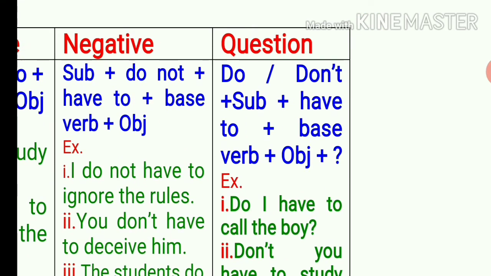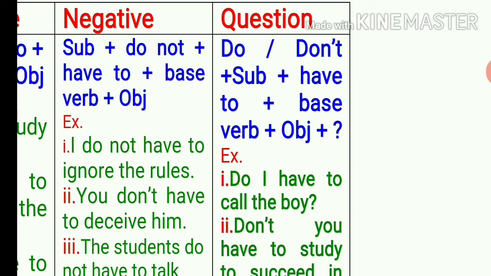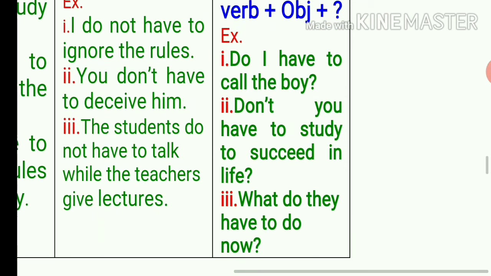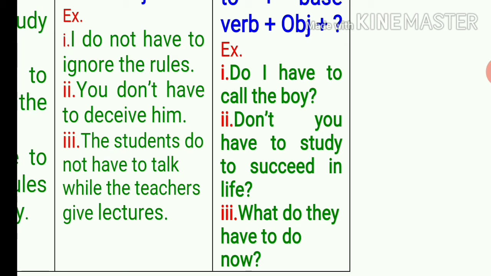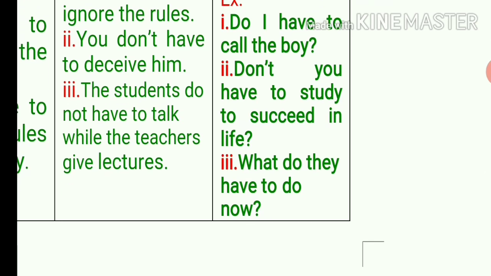And questions. In questions, the structure of have to, has to: do or don't plus subject plus have to plus base verb plus object plus note of interrogation. Here we have some examples. The first one, do I have to call the boy? The second one, don't you have to study to succeed in life? And the third one, what do they have to do now?